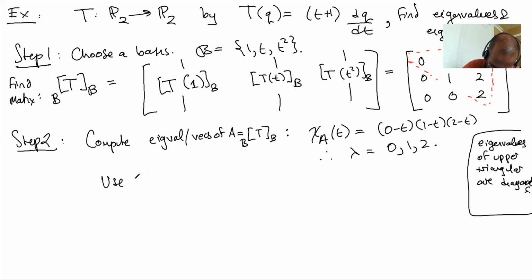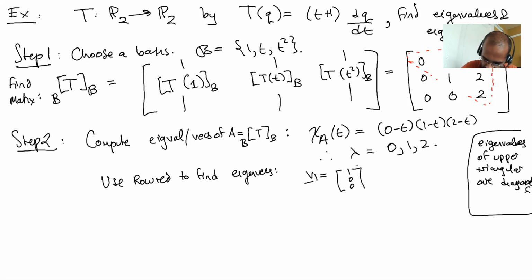Okay. So I found the eigenvalues of that matrix, and now let's find the eigenvectors. Use row reduction to find eigenvectors. Well, I don't want to do row reduction right now, so I'll just write down what they are. I get v1 equals 1, 0, 0. v2 equals 1, 1, 0. And v3 equals 1, 2, 1. Okay, so this is all stuff we did last week. This is not a new thing. The new thing is that now we're using this to find the eigenvectors of T.